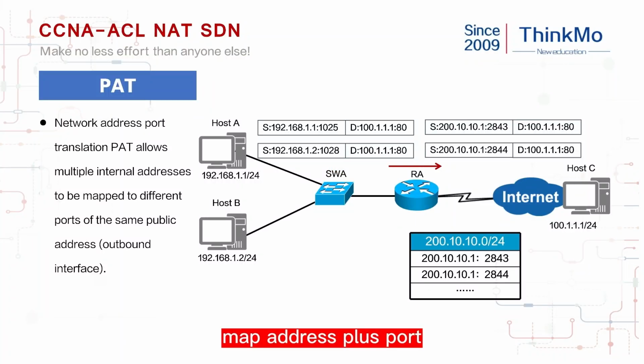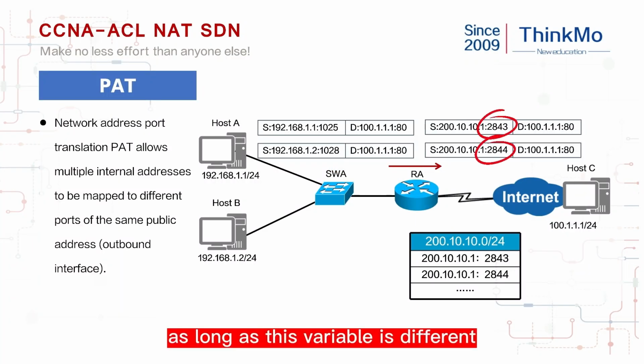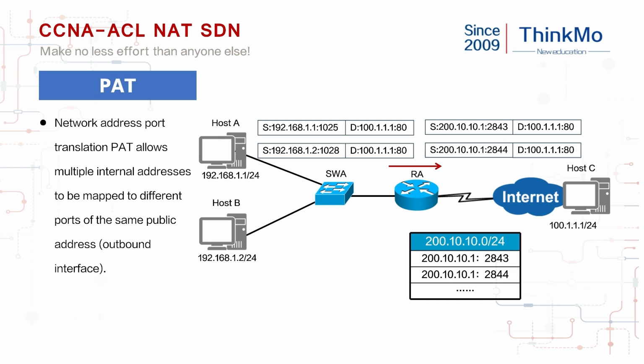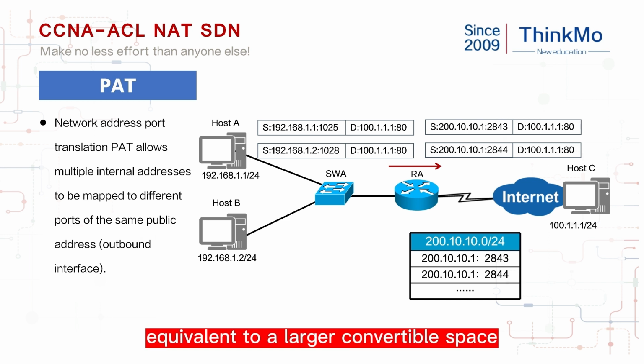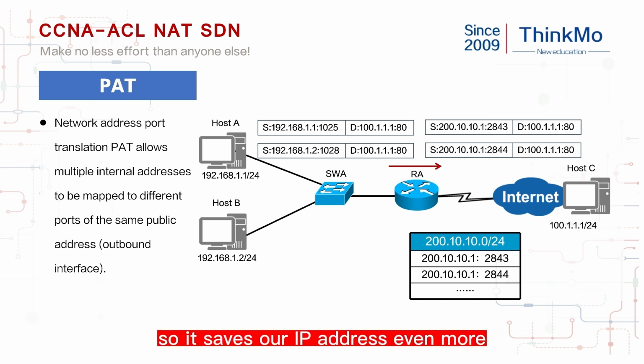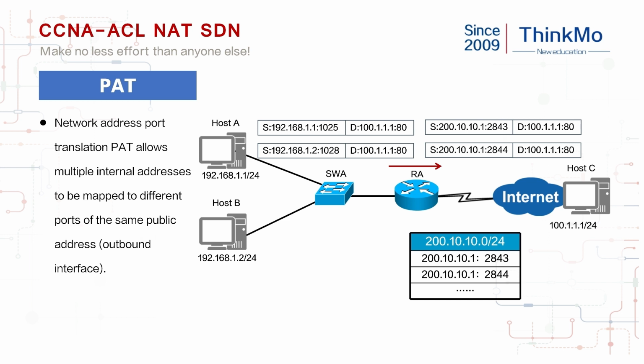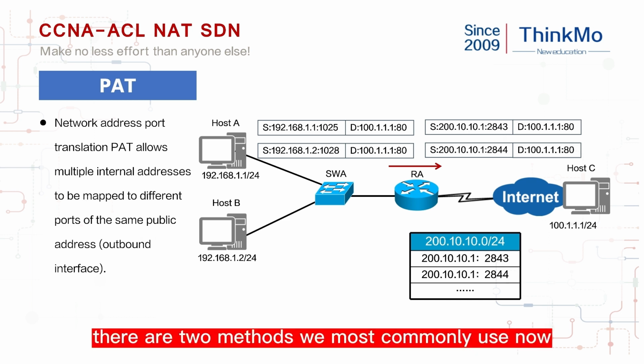Map address plus port. As long as this variable is different, we can uniquely locate such data. And then convert. This is equivalent to a larger convertible space, so it saves our IP addresses even more. There are two methods we most commonly use now.